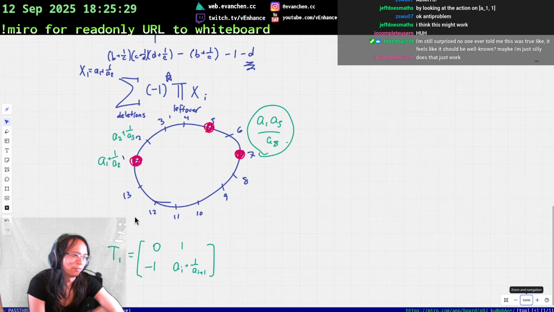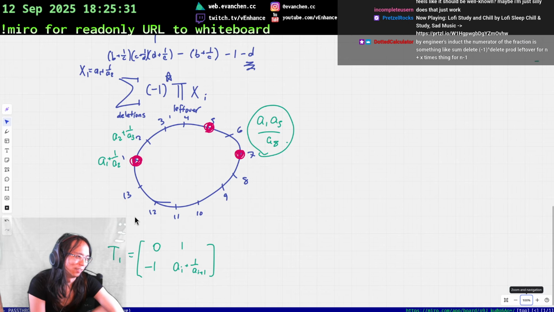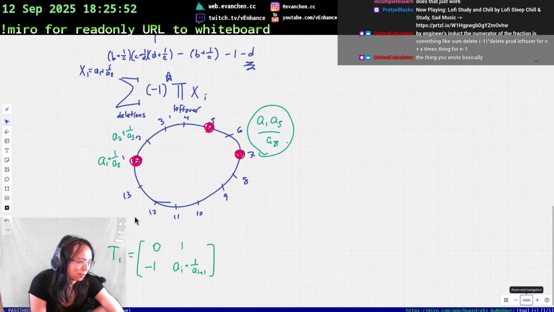I agree that this feels like someone should have told me that it was true. I had the same feeling. The numerator of the fraction is... what is going on? Numerator of the fraction... Sum delete -1 to the delete. The thing you wrote.